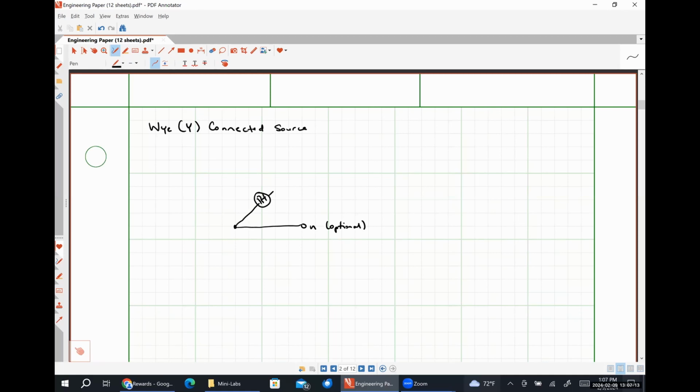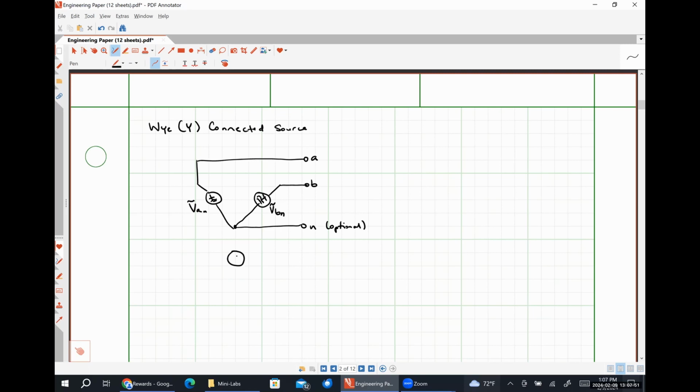Now I've got a voltage source here. This is going to be my B phase. And because this voltage is measured between the B terminal and the N terminal, I'm going to call this voltage VBN. I'm going to have a voltage source over here. Because it's measured between the A terminal and the neutral terminal, it's going to be called VAN.